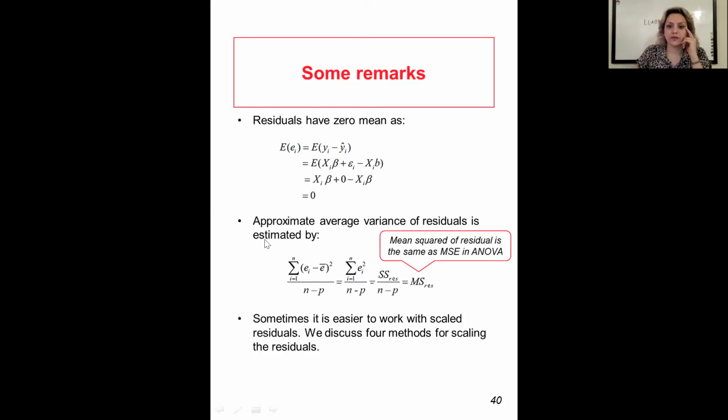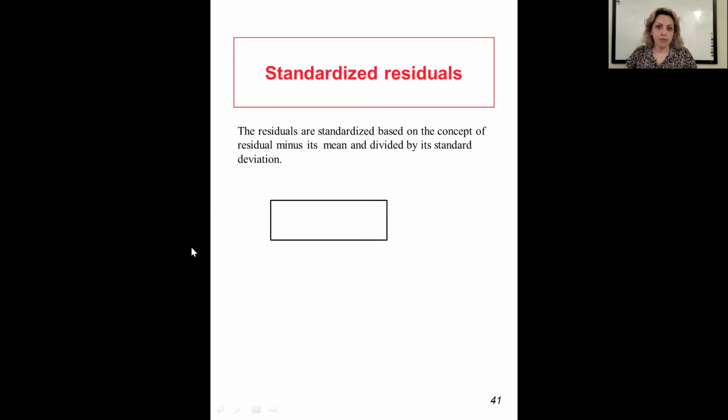Sometimes it's easier to work with scaled residuals. So this is the average variance of residual that we would have. Now we are going to talk about the 4 methods for scaling these residuals. And the first one is standardizing the residuals.